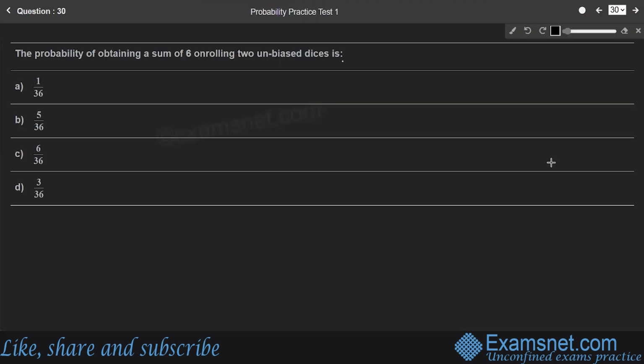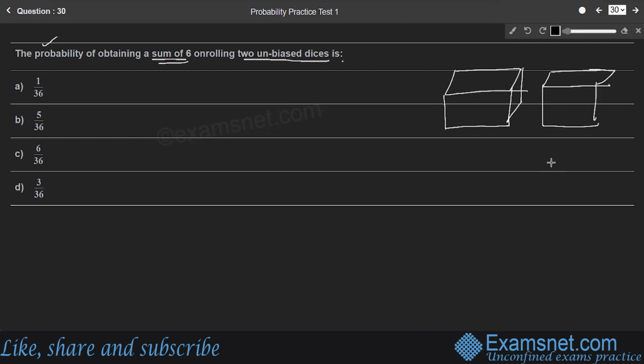Question number 30. The probability of obtaining a sum of 6 on rolling 2 unbiased dice is. So we'll consider 2 dice, right? On rolling dice, the probability of obtaining a sum of 6. For that we need the ways of obtaining a sum of 6 on rolling 2 unbiased dice. So if you get 1 as the top face on one dice, you should get 5 as the top face on the other, so that the sum becomes 6, right?